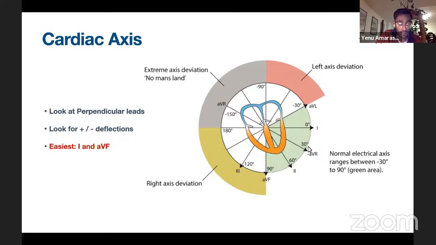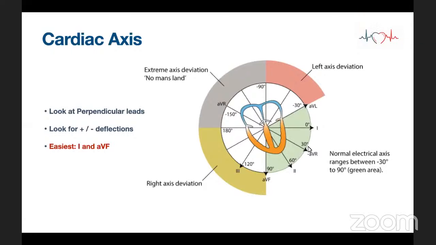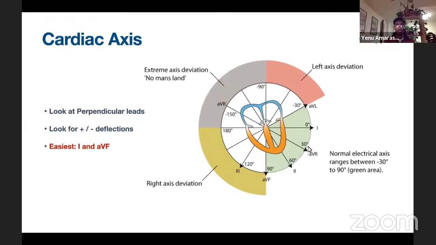And what you're really looking to do is find the positive and negative deflections and try to determine the direction in which the electrical activity is going. The best way to do this is to find 2 perpendicular leads. So you can either pick AVL and lead 2, or you can pick 1 and AVF. Personally, the easiest one for me to do is between 1 and AVF, just because it makes a nice right angle between 0 and 90. And I'll give you an example of this.